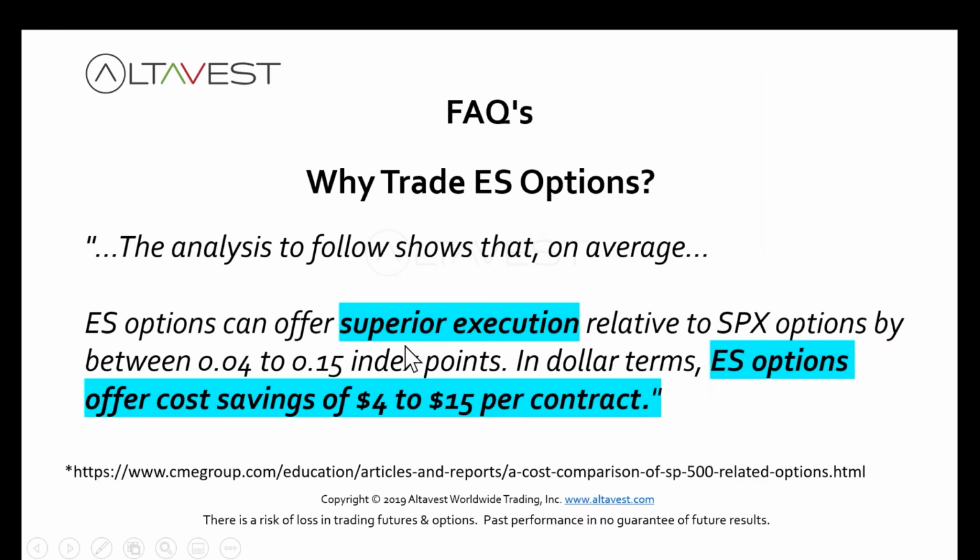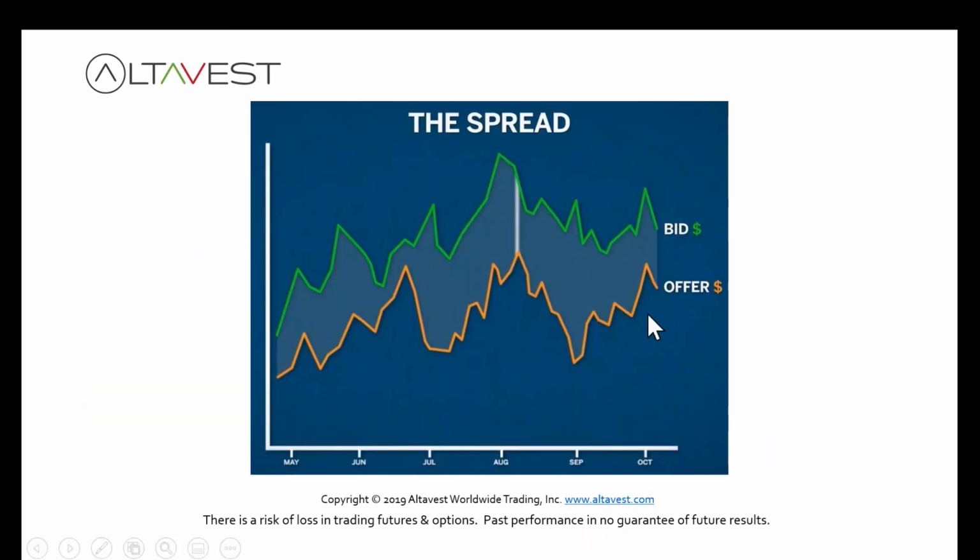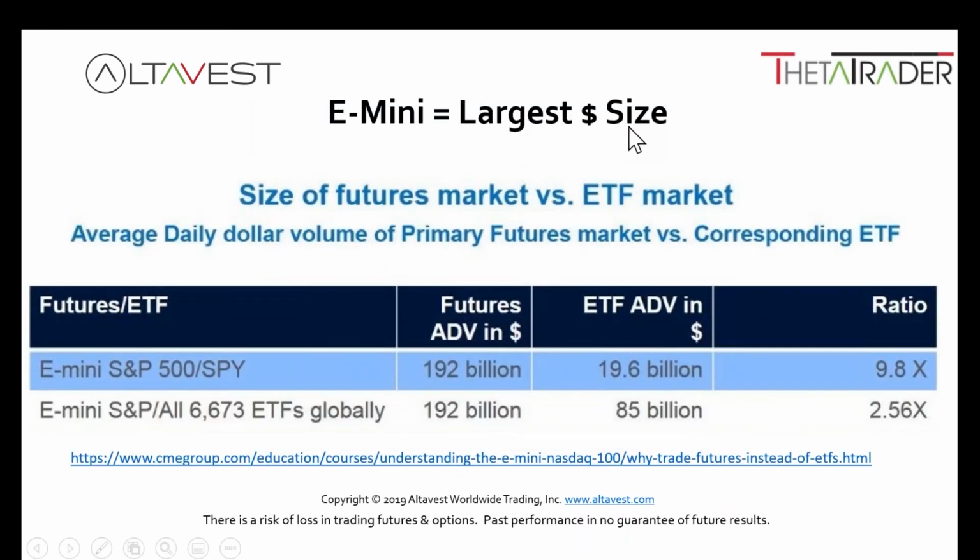Because they offer superior execution. They offer a cost savings of $4 to $15 per contract, according to the CME Group. In other words, they have a tight spread. That's what that means. And it's the largest dollar size. This is a fascinating statistic.